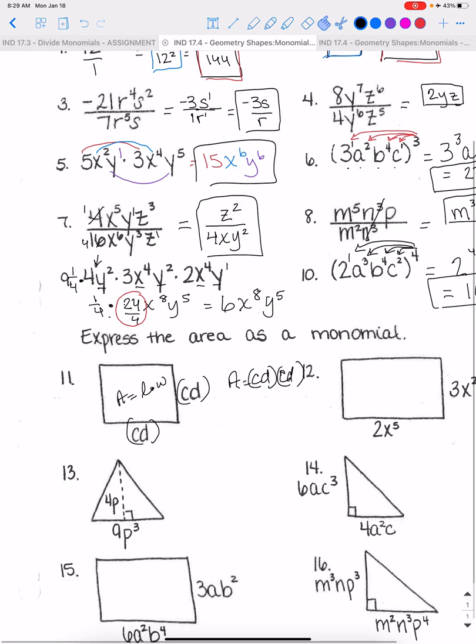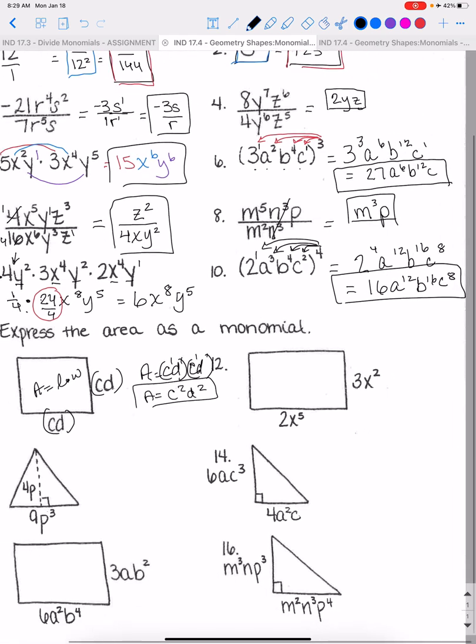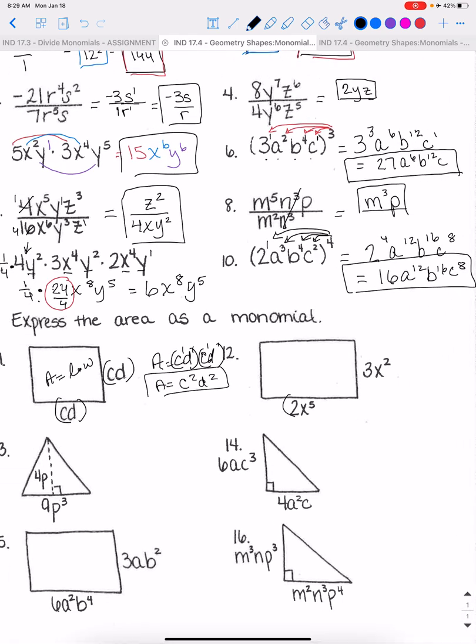Area. Okay, CD times CD. No numbers to deal with, so just deal with your variables. Don't forget it's a 1 and a 1, a 1 and a 1. So you get C squared, D squared. Okay? Length times width. So this times this.